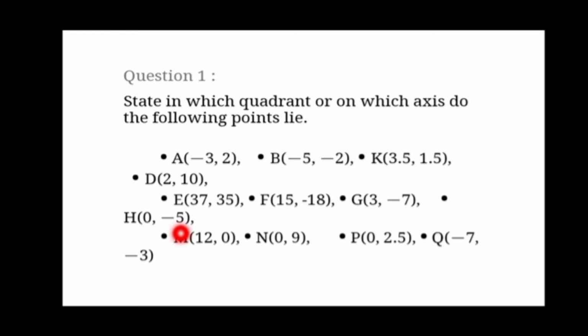Now 0, minus 5. We have seen in the last video, children, that if the x coordinate is 0, then that point must lie on the y axis, right? And on the y axis, on the negative part of the y axis. So this point will lie on the negative y axis. In the same way, in point M the ordinate, that is the y coordinate, is 0. If the y coordinate is 0, then that point must lie on the x axis. So point M will lie on the x axis, right?